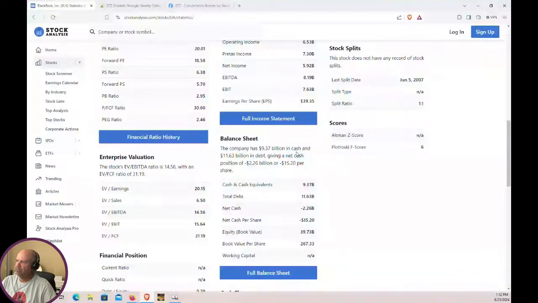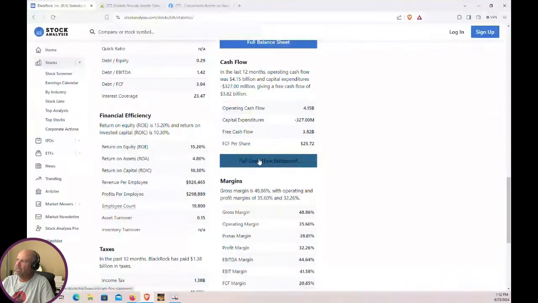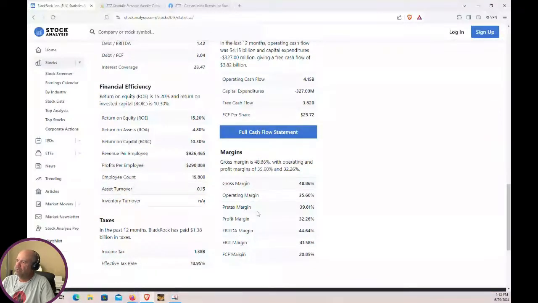So then I take a look at numbers on the balance sheet. They have 9.37 billion cash, 8.63 billion debt, giving a net cash position of negative 2.26. Cash flow for 12 months: the operating cash flow is $4 billion. The capital expense is $327 million, giving a free cash flow of $3 billion each year. So then they give out the margin.